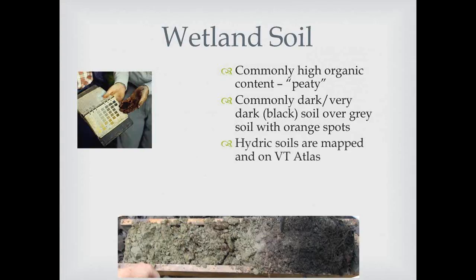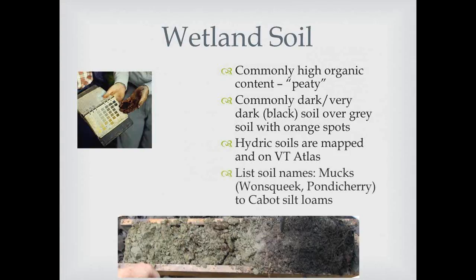And hydric soils are mapped on the Vermont Atlas from NRCS. This is primarily an agricultural artifact, but it is a good way to kind of look for these soils in broad groups in the mapping programs. And you'll see these described, they'll show up as hydric soils, and there's really sort of a spectrum of how wet things are as they appear in the NRCS soil maps.